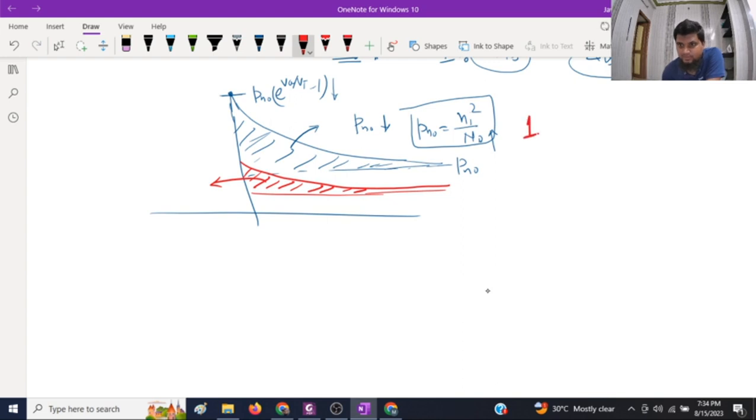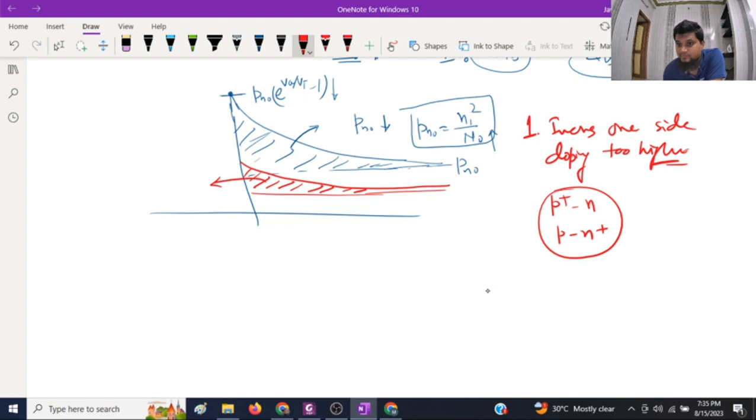So the number one option is to increase one side doping too high. For example, you should have a P plus N junction or a P and N plus junction, something like that. One of the applications is the Schottky diode.